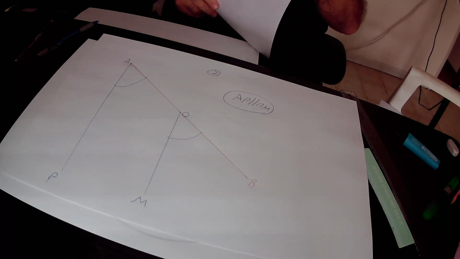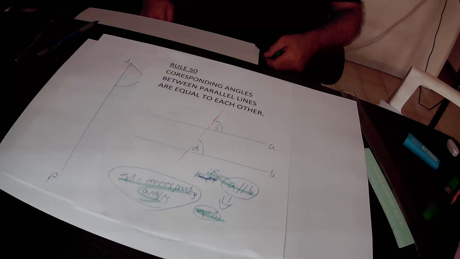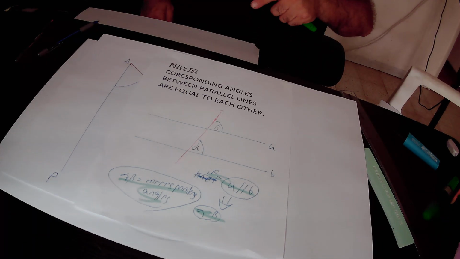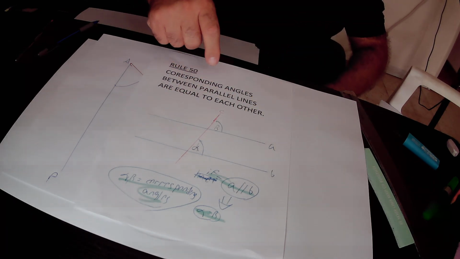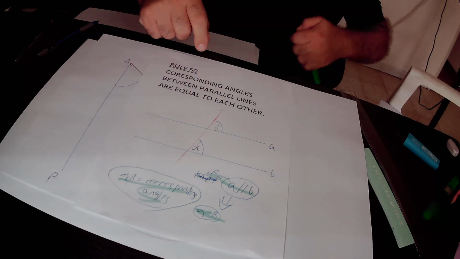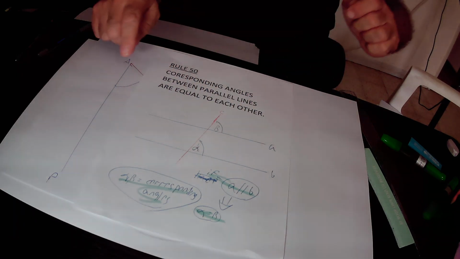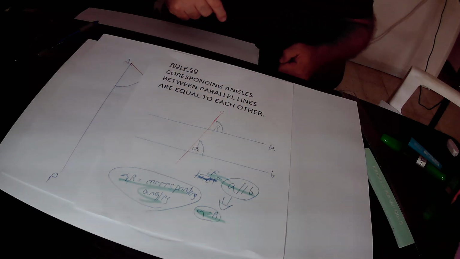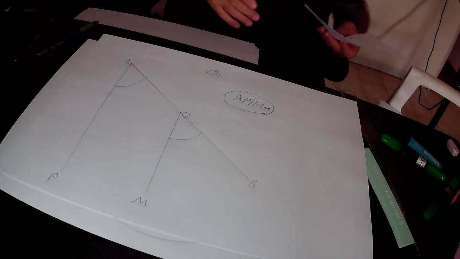So let me quickly repeat rule 50. According to rule 50, corresponding angles between parallel lines are equal to each other. In the drawing, you have line A that is parallel to line B. The red line C cuts those two parallel lines at those 2 points. Those two angles, alpha and beta, are defined as corresponding angles, and they are located between the parallel lines A and B, and therefore they are equal to each other in their sizes. That is to say, alpha equals beta. So we can implement rule 50 in our drawing.